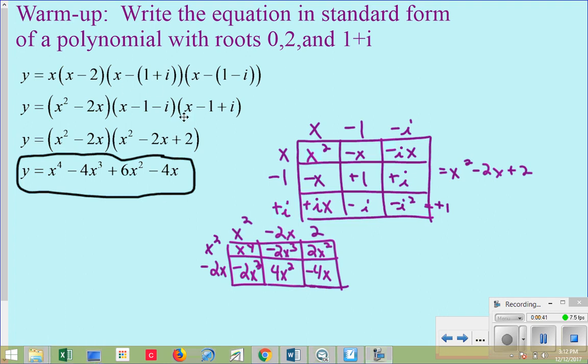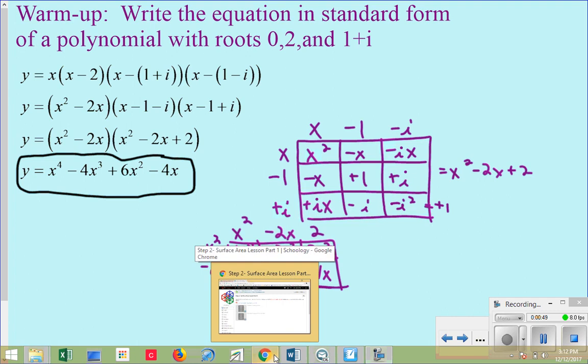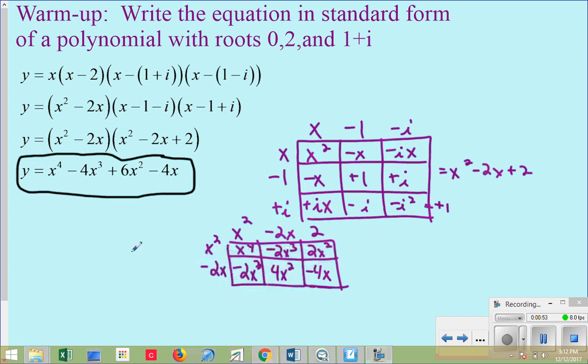So distributing the negatives, multiplying, and then multiplying again. There's my work for that. Take a moment and check your answer for the equation.